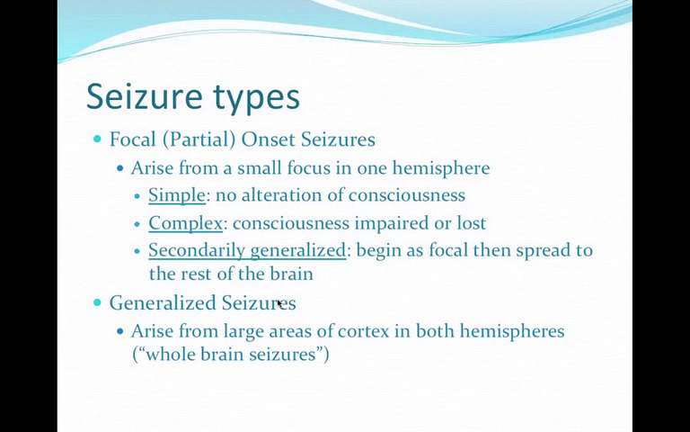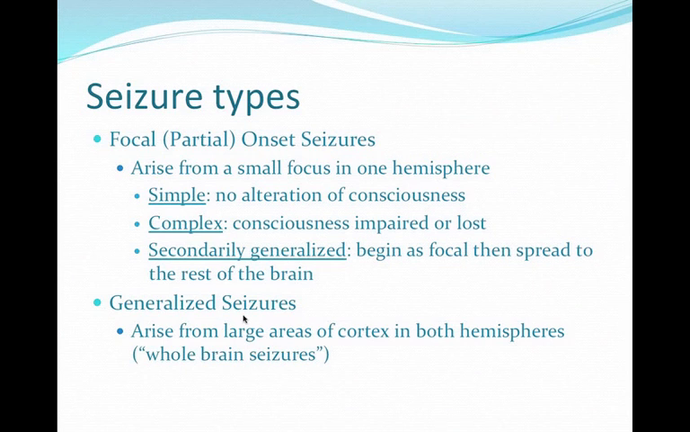Sometimes they call them simple or complex. The simple partial or simple focal seizures are when you don't really have any alteration of consciousness, you're wide awake, you're alert. The complex partial or focal are the ones where kids are either totally out or just not quite 100% aware of what's going on around them. And then the secondary generalized is when they start in one spot and then spread to the whole brain and cause a larger seizure involving the whole body.